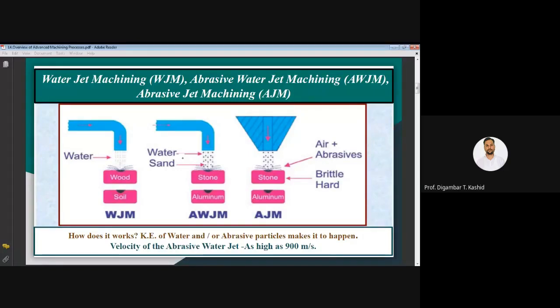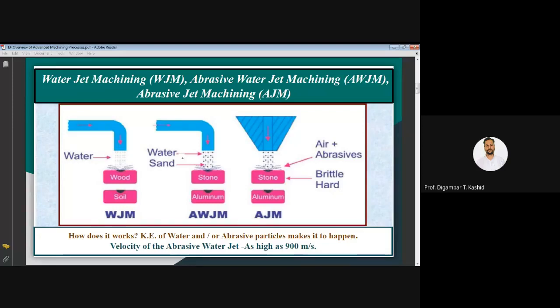Okay, now understood. Like that water, if you add some sand particles, that sand is an abrasive. There are different types of abrasives that we are going to see in chapter number 2 in detail. So in water, if you add some sand particles and strike that abrasive water jet on your stone or other material like aluminum, then also due to erosion, material will be removed. That process is called abrasive water jet machining.